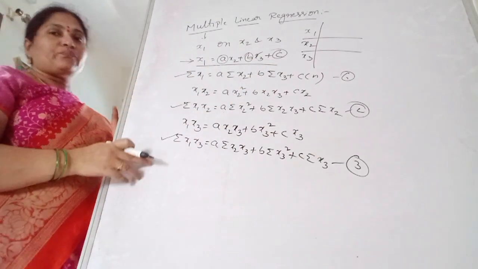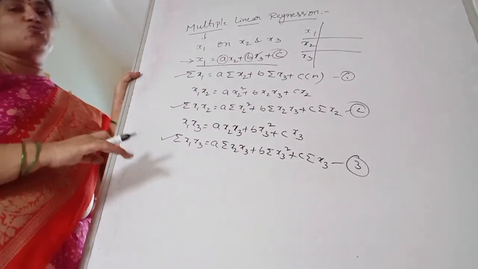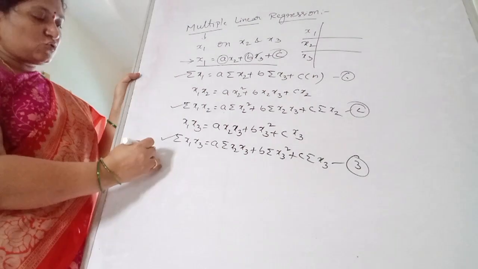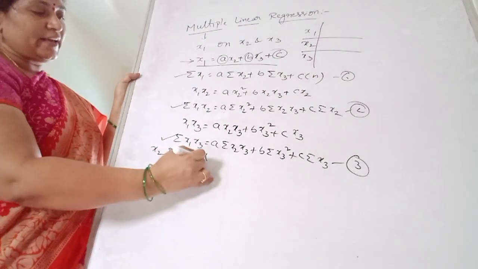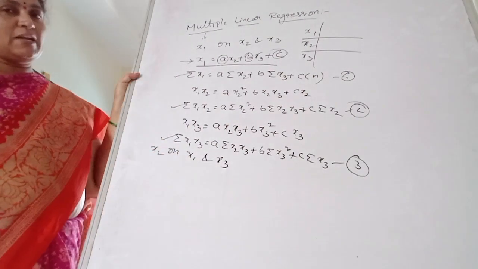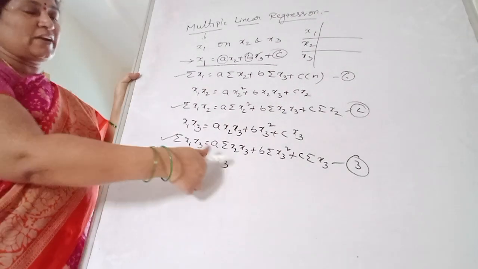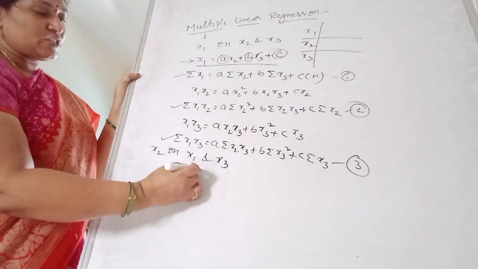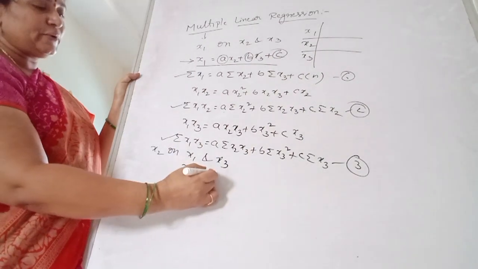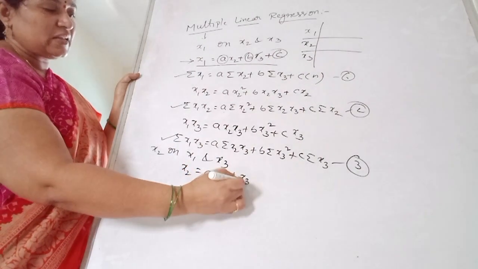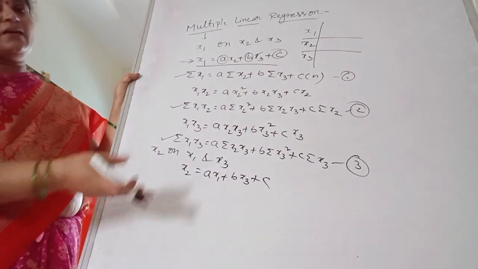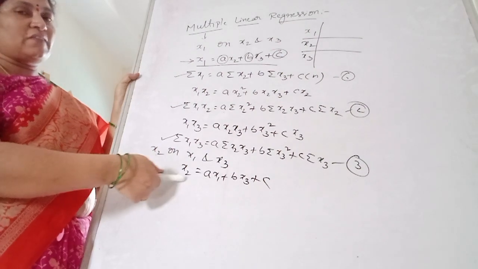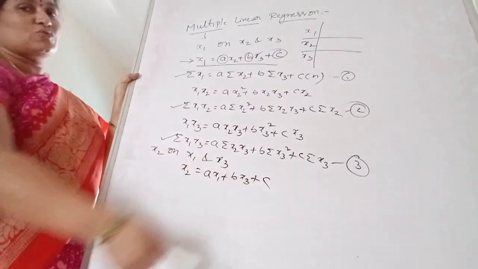In the similar way, we form the regression line of x2 on x1, x3. What is the multiple linear regression line of x2 on x1 and x3? That means x2 is dependent on x1, x3. So we take that relationship as x2 is equal to a into x1 plus b into x3 plus c. Here a, b, c are the unknown constants. For the given values we found this relation. That means we have to find the values of a, b, c.